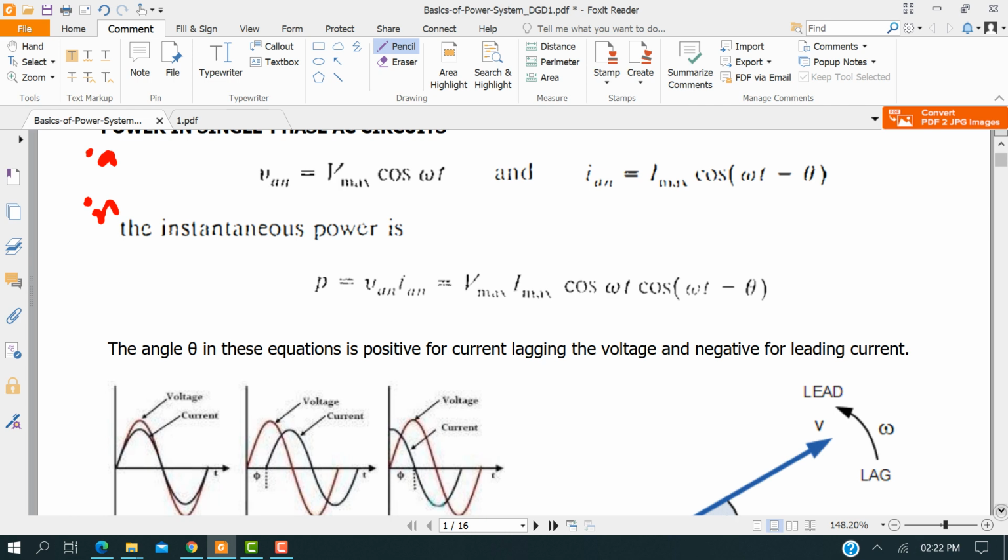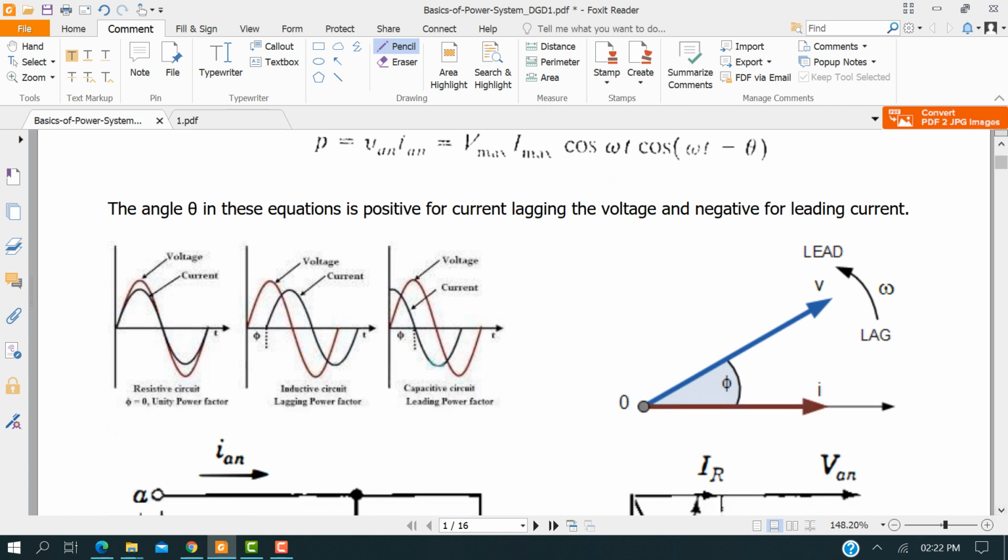Now let us see three different scenarios in an AC circuit. This is for a resistive circuit, R, this is L for an inductive circuit, and this is C for a capacitive circuit. Here we see that the voltage and current have no phase difference, so the phase angle theta is 0, and so is the phase lag. Later on I will talk about the power factor.